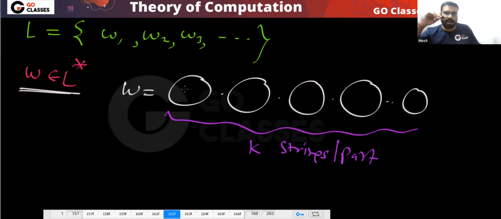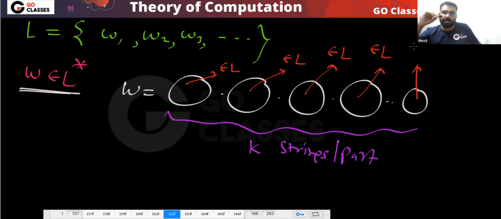Where every part is a string from L, where every part belongs to L. Agree? This is the basic definition of Kleene star. So basically understand the definition of Kleene star. This we have already seen. Some questions also we have done, understanding Kleene star.